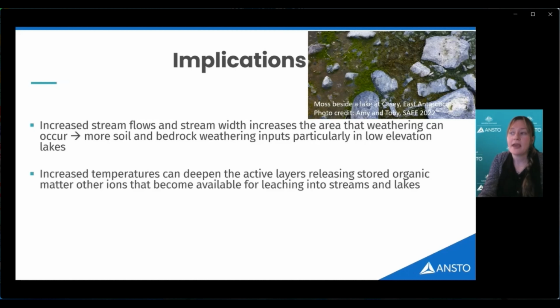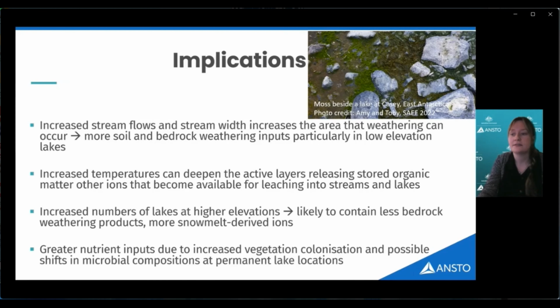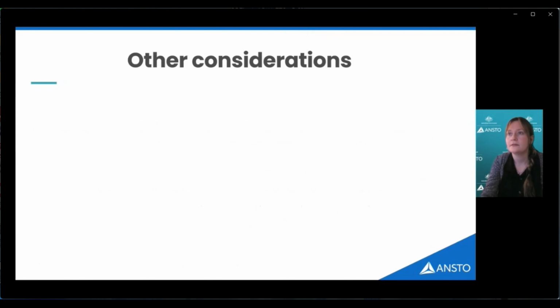Increased temperatures may deepen the active layers, releasing stored organic matter and other ions that become available for leaching into streams and lakes. And increased numbers of lakes at higher elevations are likely to contain less bedrock weathering elements and more snowmelt derived ions. And finally, greater nutrient inputs due to increased vegetation colonization and possible shifts in microbial compositions may occur at permanent lake locations.